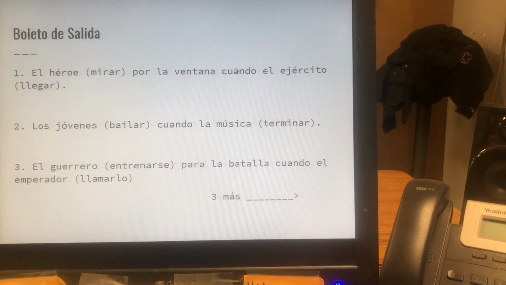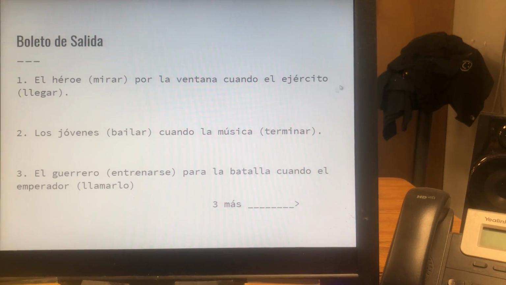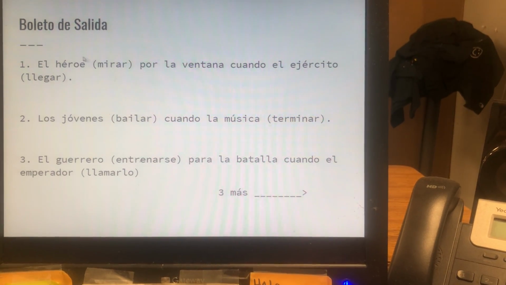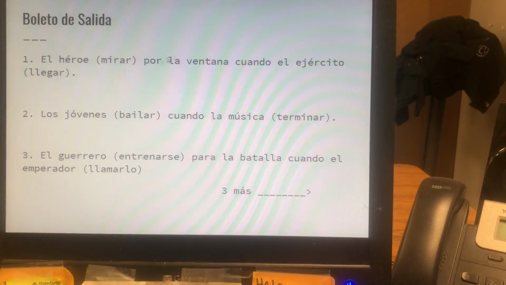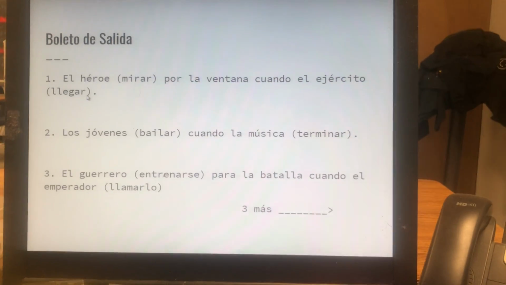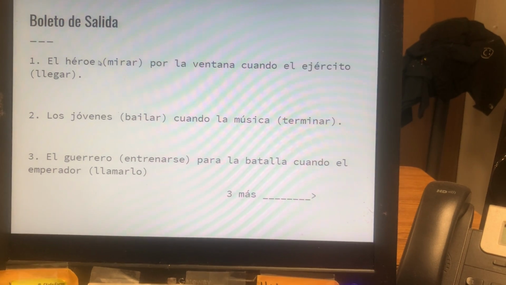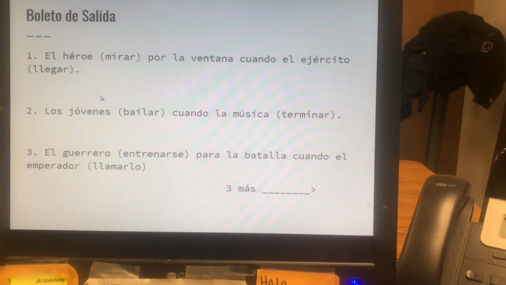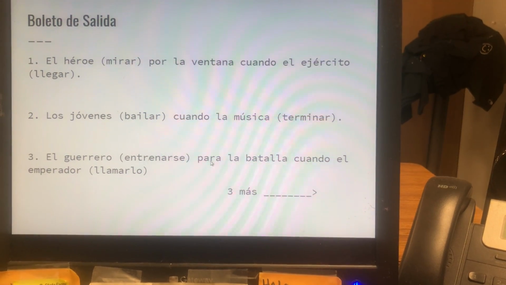So what was happening when the army arrived, well, the hero was looking out the window. So this is in the imperfect. El héroe miraba por la ventana cuando el ejército, and when the army arrived, that's the preterite, llegó. El héroe miraba por la ventana cuando el ejército llegó. You're going to use these notes to complete the other 5 of these.